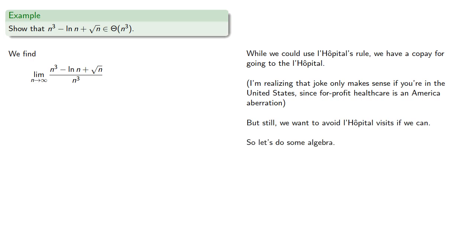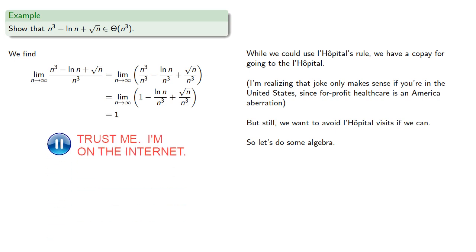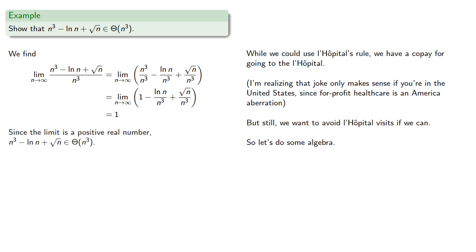But still, we want to avoid L'Hopital visits if we can, so let's do some algebra. And in this case, since we have a quotient, we can split the numerator and simplify each of our terms. And as n goes to infinity, this limit goes to 1. And since the limit is a positive real number, this function is order n cubed.